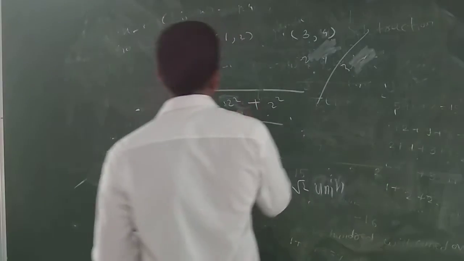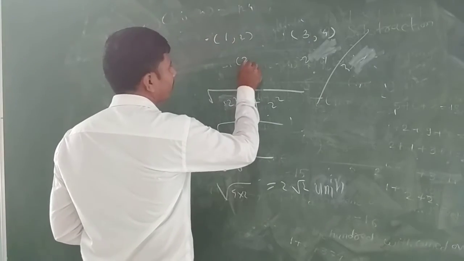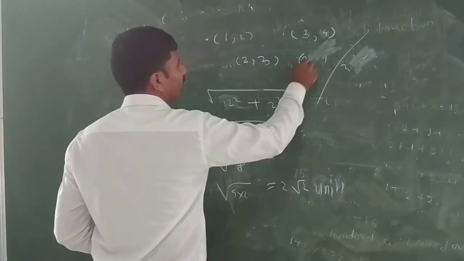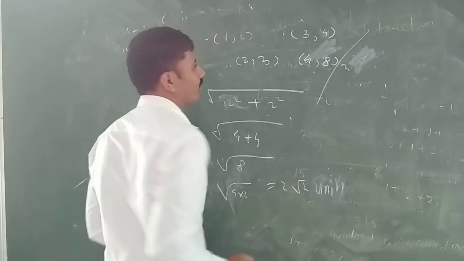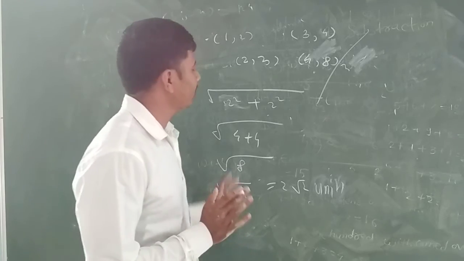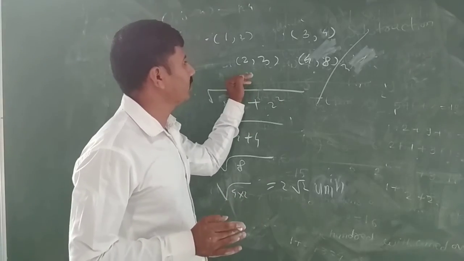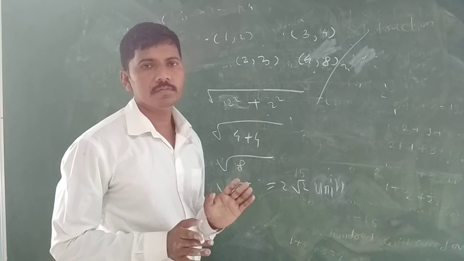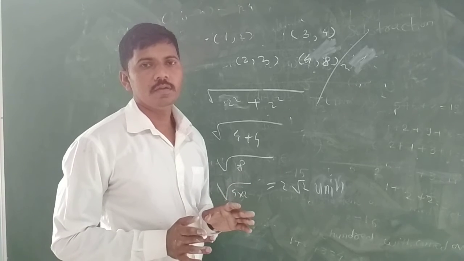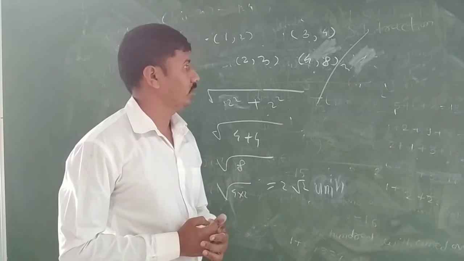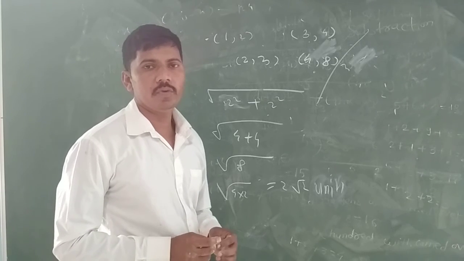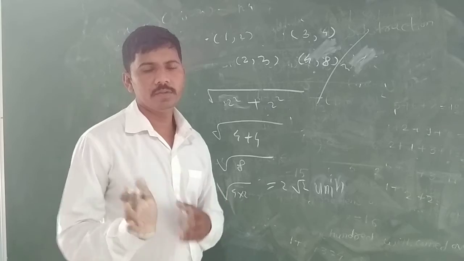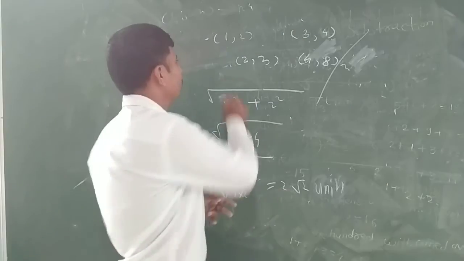I am giving you one homework. Find out the distance between 2, 3 and 4, 8. Everybody has to solve this example stepwise, 9th standard and 10th standard also, and you have to reply to me on my WhatsApp number or WhatsApp group. Everybody has to reply to this. Now we are going to interact with each other in this way. So this is for homework.